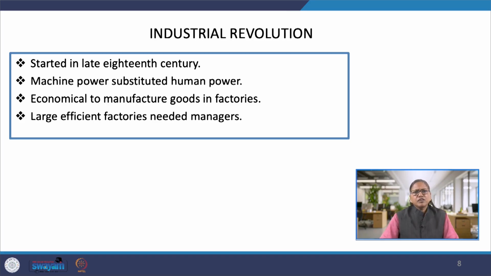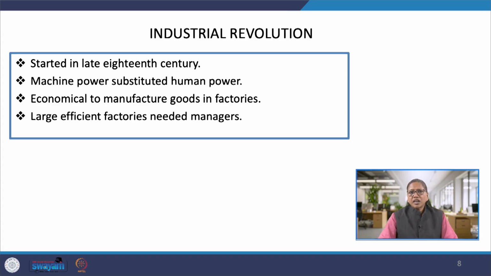The second important event is the Industrial Revolution, which started in the late 18th century. Machine power substituted human power. Earlier, industries were run with human power and horsepower, but machine power substituted human power. It was economical to manufacture goods in factories, and the focus was on the efficiency of machines. Large efficient factories needed managers to forecast demand, assess how many goods would be produced, ensure enough material was on hand, and assign tasks to individuals.